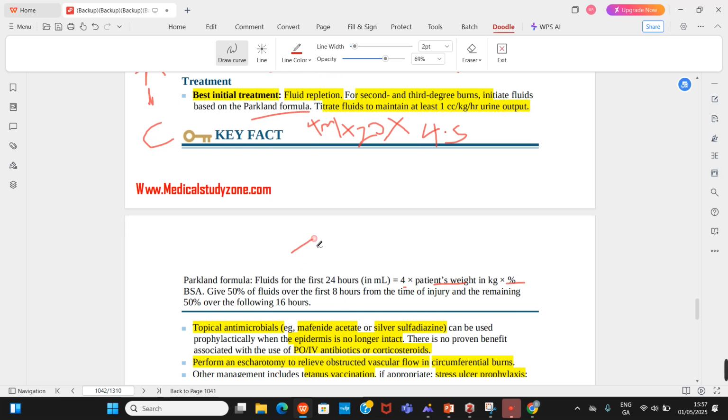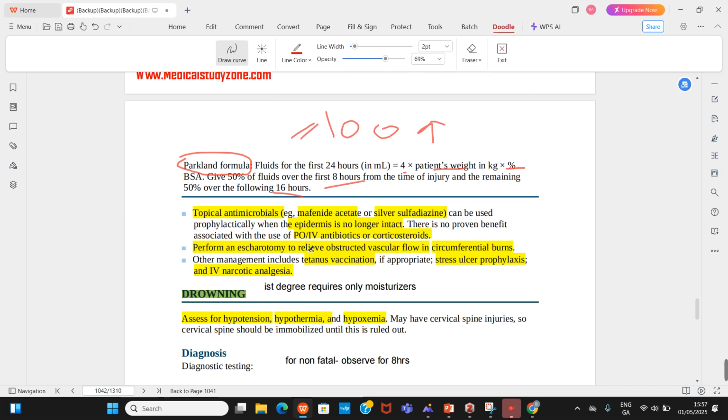Then whatever we get, maybe we get 100, we are going to divide that 100 into 2. 50-50. We give the first 50 in the first 8 hours. Then we give the remaining over 16 hours. So that's the way we apply the Parkland formula in giving fluid during burn injury.